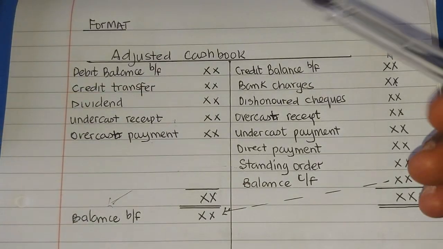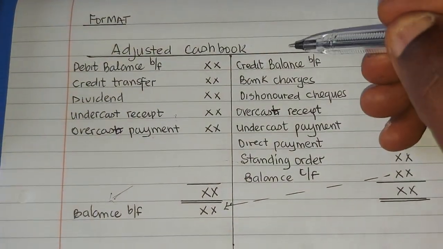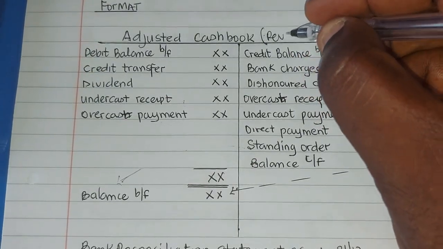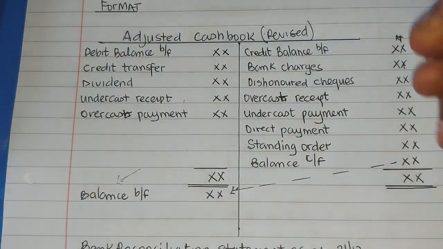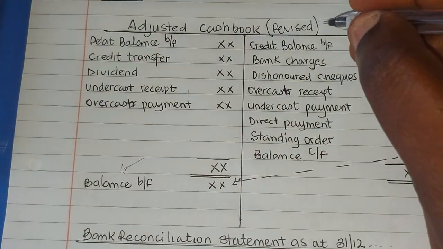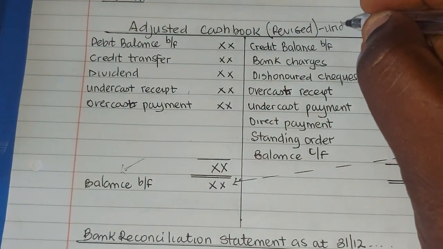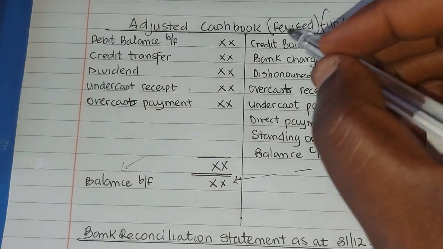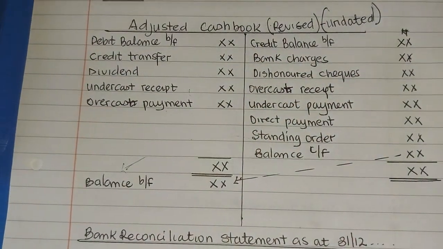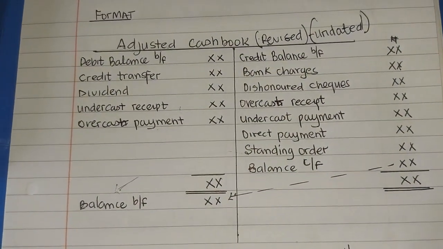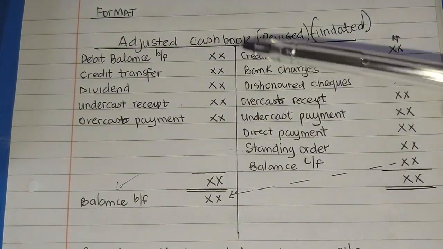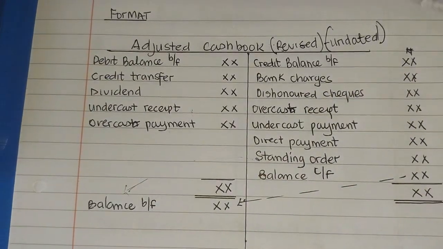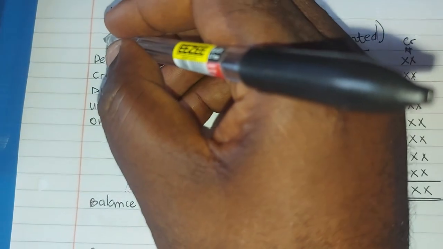Now, in bank reconciliation, two books will be required. We have the adjusted cash book. Sometimes this adjusted cash book is called revised cash book, or updated. Sometimes the question may say updated cash book. So it could be revised, adjusted, or updated. I want you to take your time, pause the video, and study the format. When you have a debit balance, it will be on this side. Credit balance will be on the credit side of the adjusted cash book.